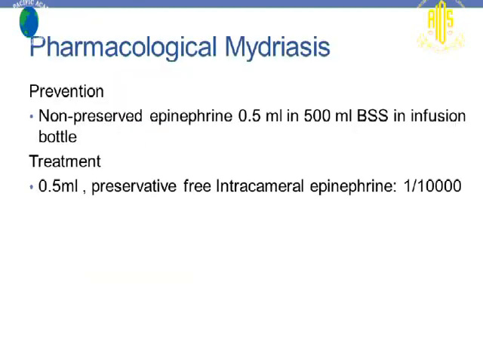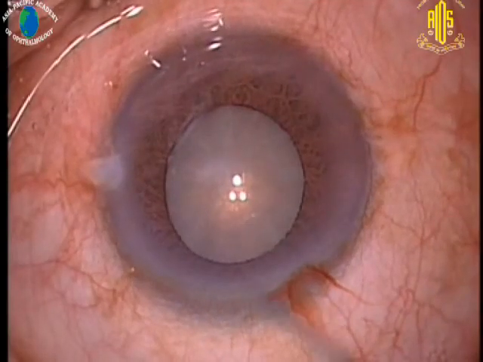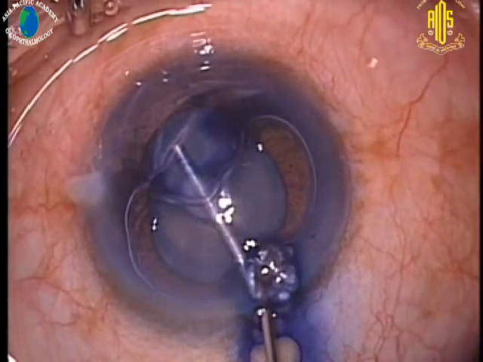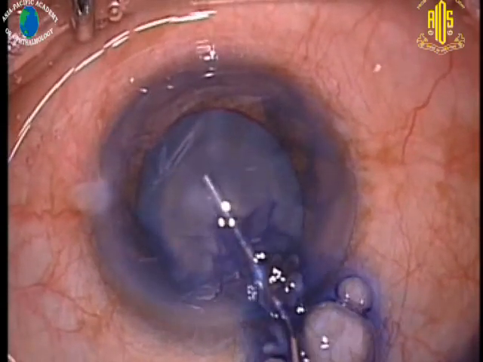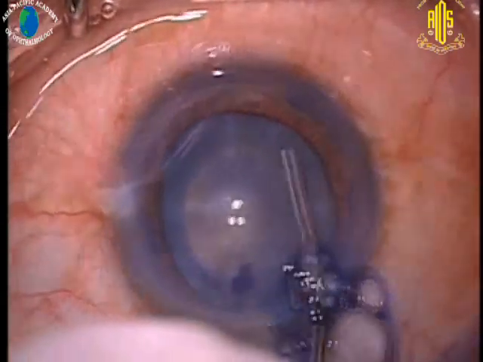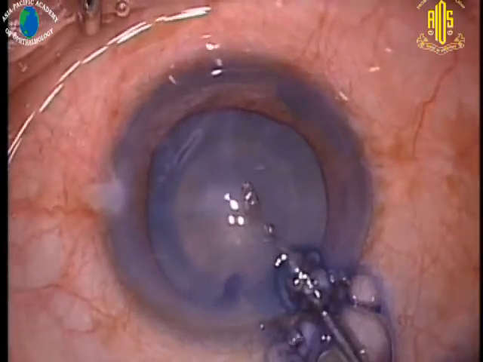To prevent the miosis from occurring, one can use non-preserved epinephrine, 0.5 ml in 500 ml of BSS in the infusion bottle, and if there is an intraoperative miosis, then one can also use 0.5 ml preservative-free intracameral epinephrine, 1 in 10,000 dilution. Now, this is just to highlight how viscoelastic agents such as Healon or Healon GV can be used to dilate the pupil, and at least you can get the size of the capsulorhexis that you want, although this may be only temporary because as you aspirate, the pupil again becomes small.